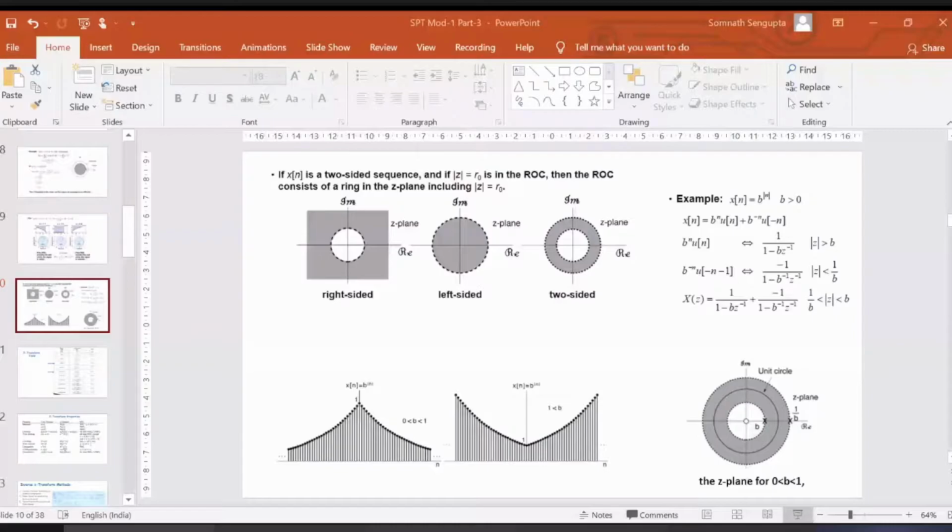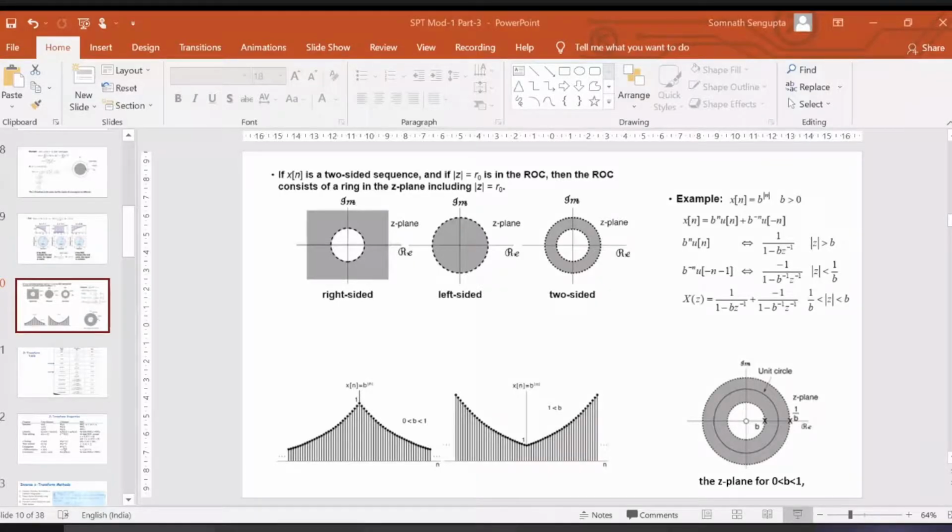And in case of anti-causal signal, we took the anti-causal sequence u[-n-1] multiplied with -a to the power n. So in those two cases, the Z transform gave us 1 by 1 minus a z inverse. That can be seen from the Z transform table, where it is given.